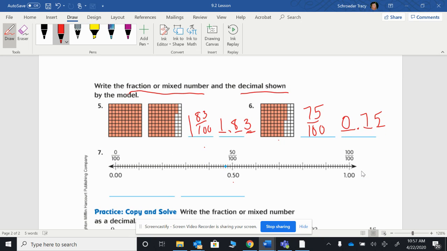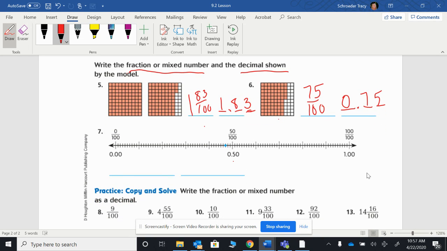When I look at it from a number line, I'm going to look where they marked here. It's in between this section and the 50 hundredths. So I know that this is 40 hundredths. And then if I count, I have 41, 42, 43, 44, 45, 46, 47. So I have 47 hundredths, or I have 47 hundredths written as a decimal.